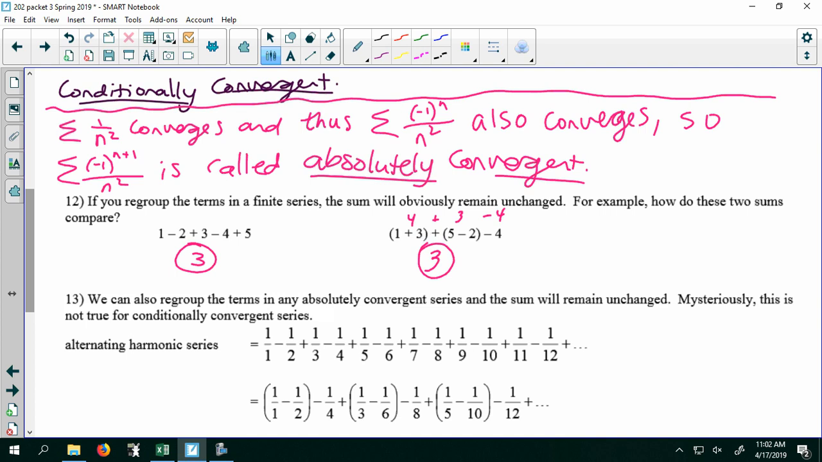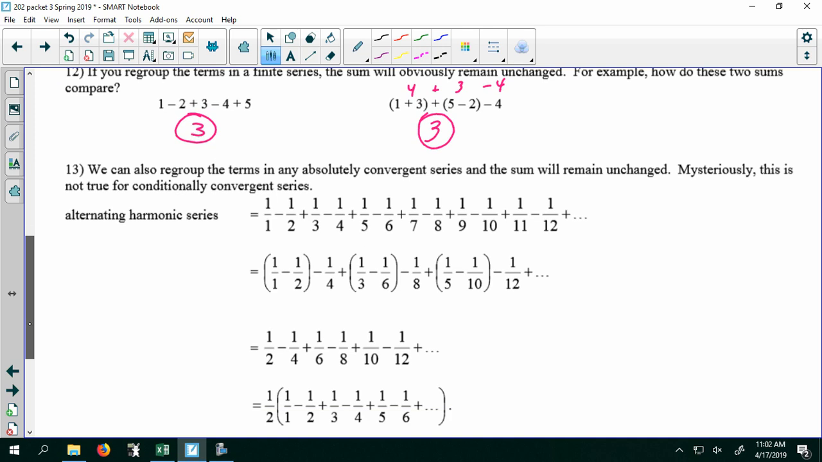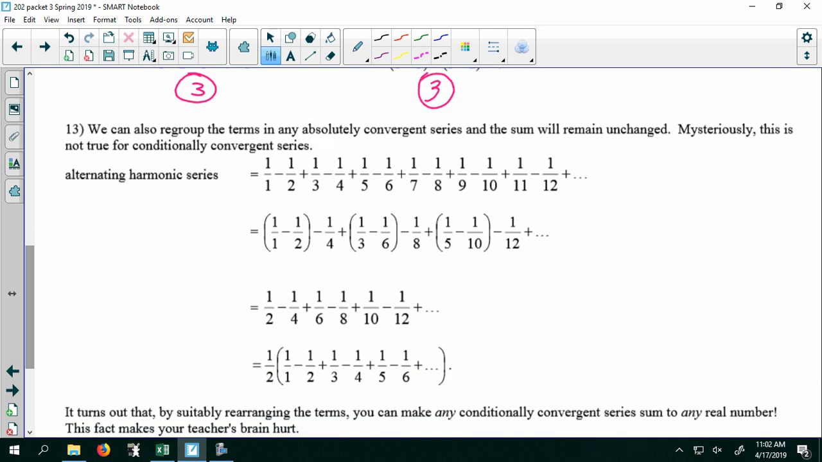If you regroup the terms in an absolutely convergent series, the sum remains unchanged. So if it's absolutely convergent, that same rule holds. You can rearrange the order of the addition. But mysteriously, this is not true for a conditionally convergent series. So if some of your terms are positive and some are negative, you can't rearrange the terms. You get different sums. So let's look at the alternating harmonic series.